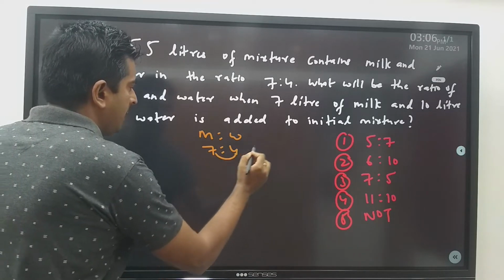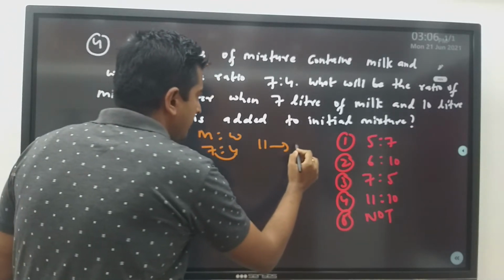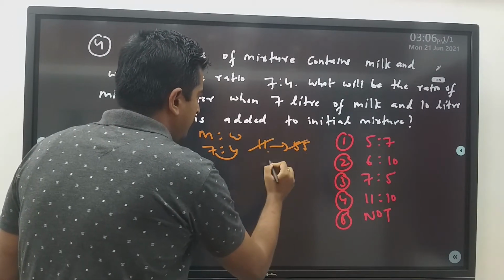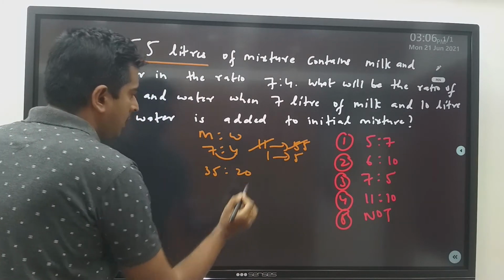7:4. Total part is 11. 11 parts, how much have they given you? 55 liters. So one part is 5. So milk is 35 and water is 20.